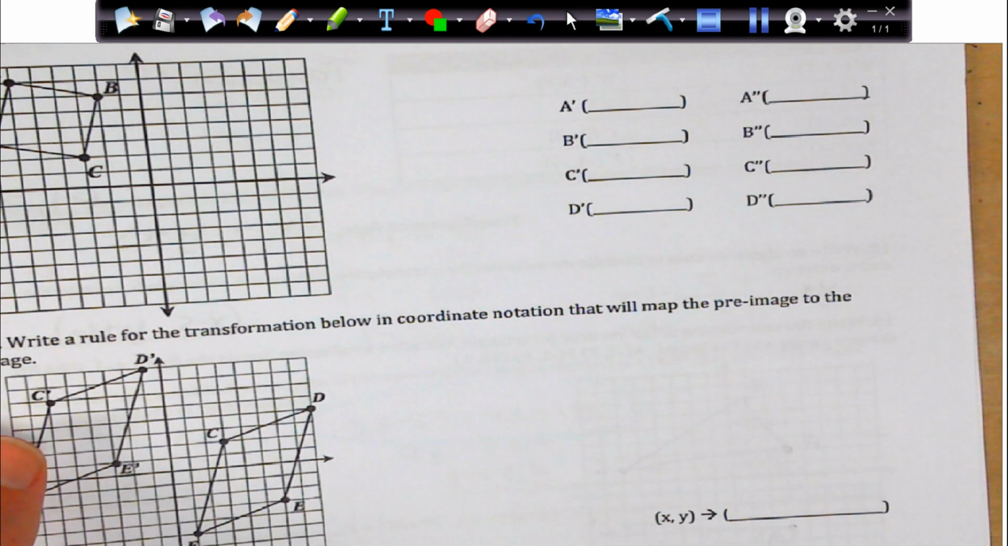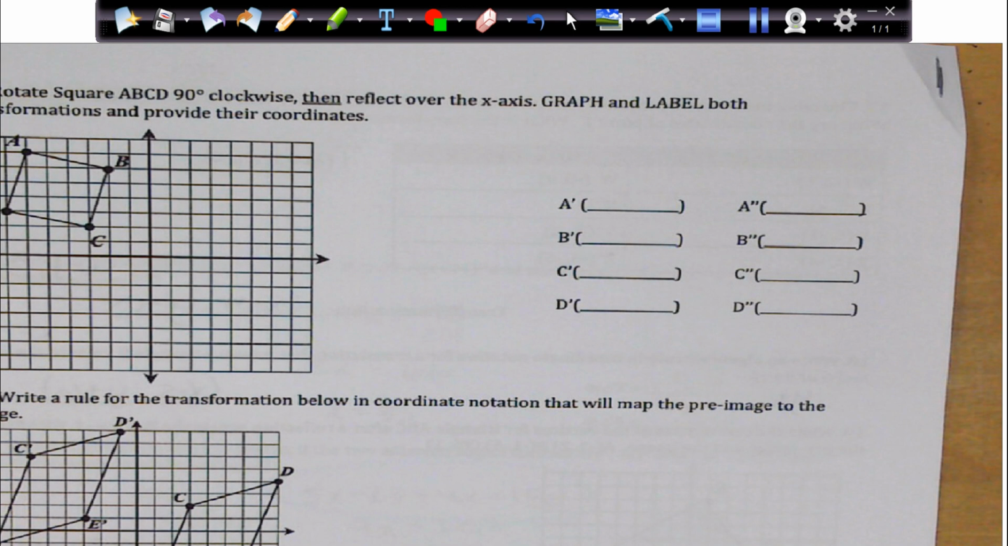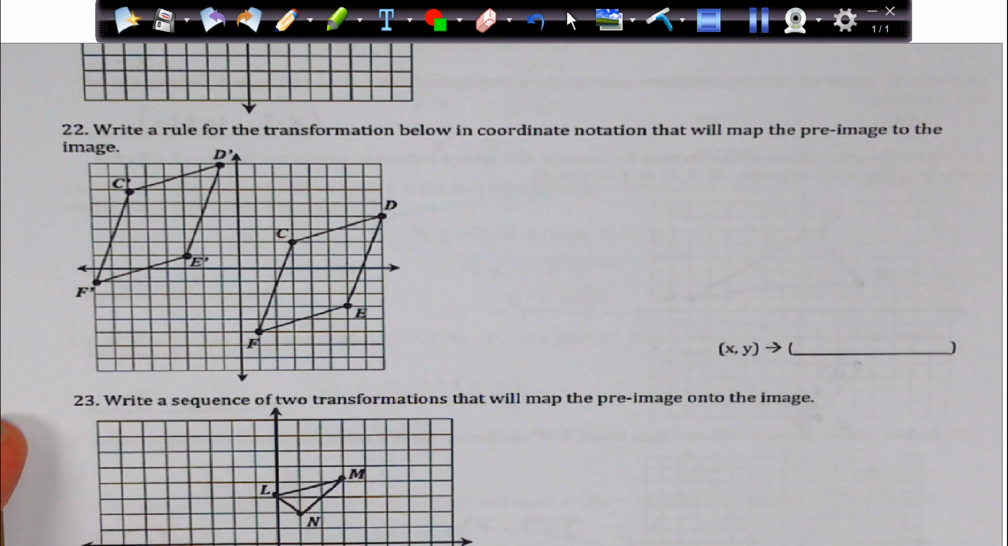Whew. This is a long one. I'm sorry, guys. We're in for like the long haul. All right. Clockwise, then reflect over the x. All right. Rule for transformation. Let's do this one. I just got to take a break from doing the double there, huh? That was brutal.